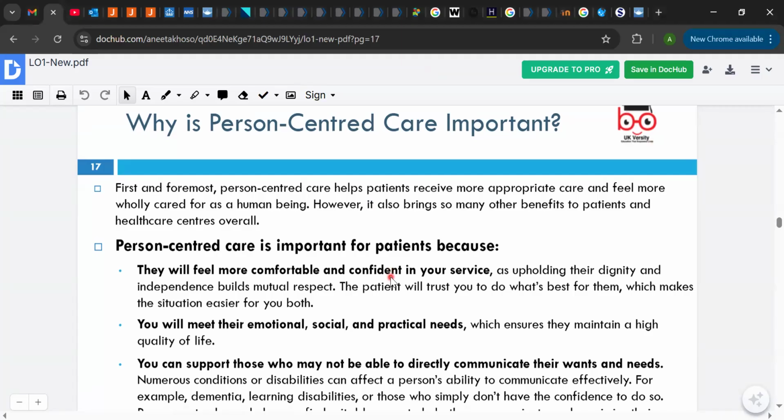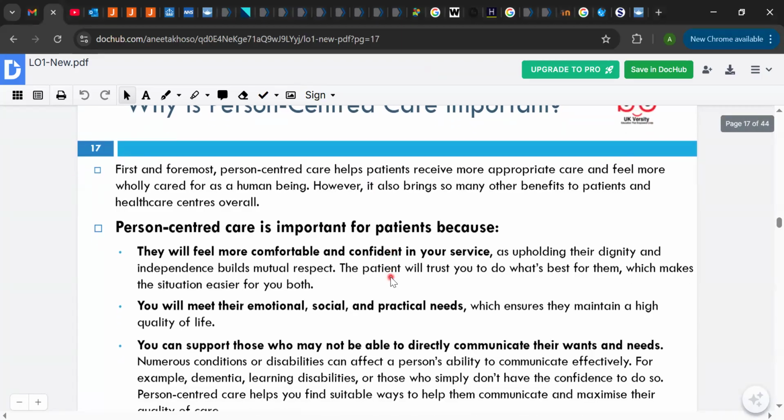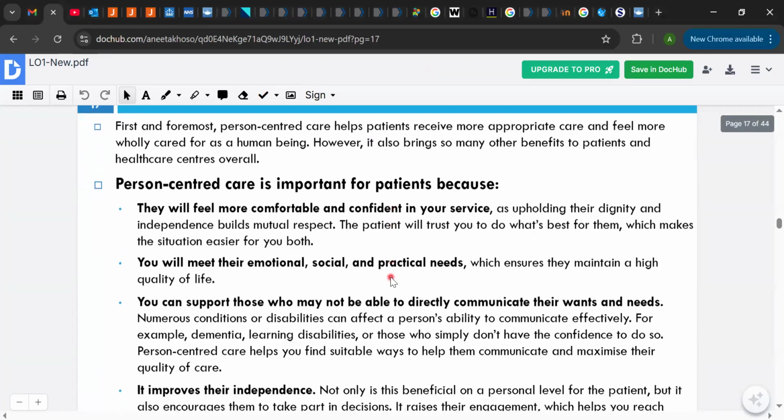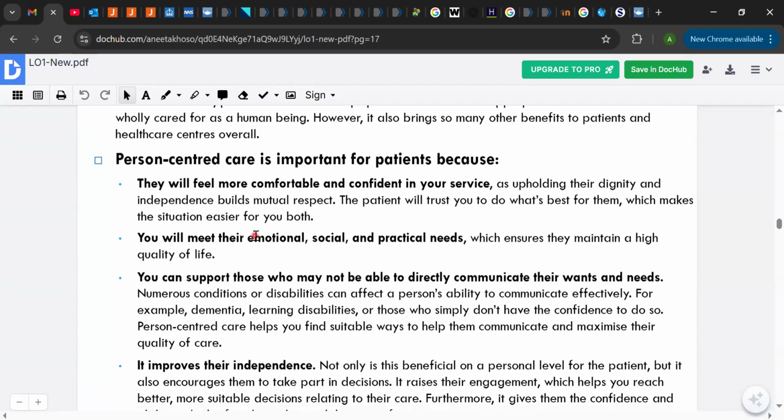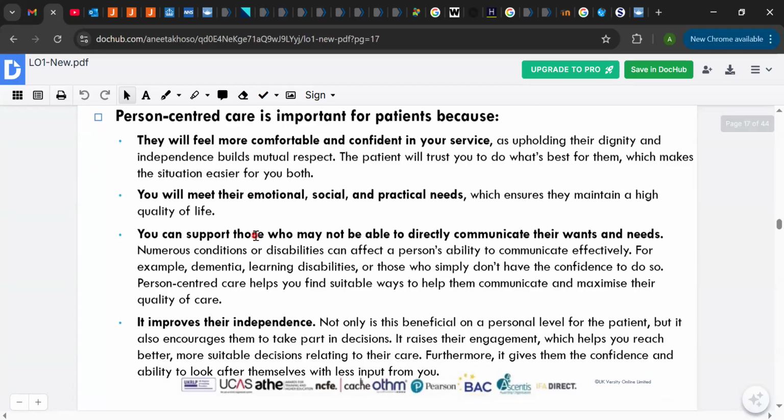Last slide is, why is person-centered care important? There are different reasons. So it's important because patients feel more comfortable and confident in your service. They will always want you. They'll give you a good response every time, and they'll give you good feedback. You will meet their emotional, social, and practical needs, and you can support those who may not be able to directly communicate their wants and needs.